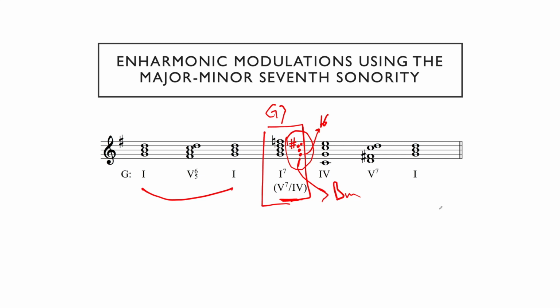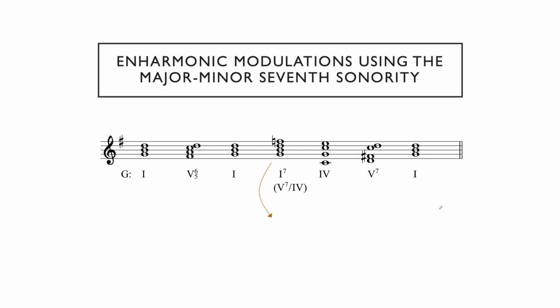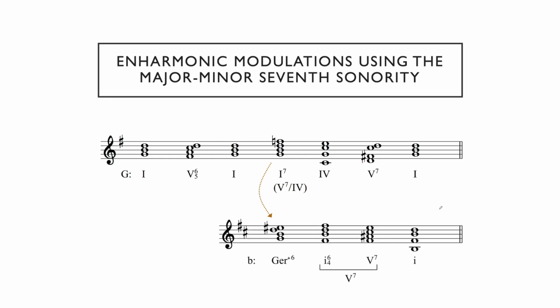So the next example demonstrates this progression. This is like a switch point. Instead of continuing in G major, through this respelling and reinterpretation of the chord, we switch to another key. Let's hear it. I'm going to play the first one in G major.